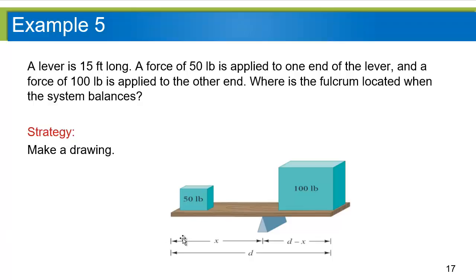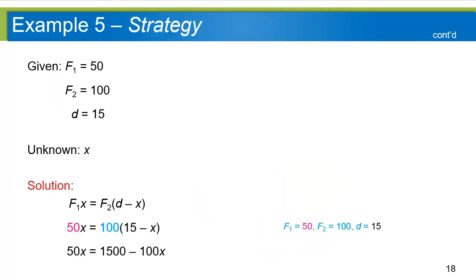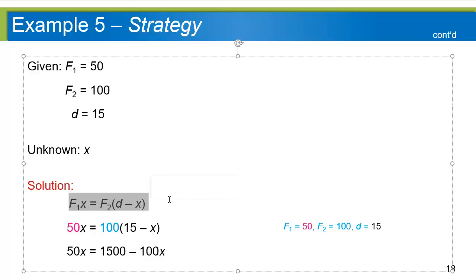So we don't know this distance x, and therefore we don't know d minus x. But we have all the other bits and pieces, so all we have to do is plug in what we know. We're given the two forces, we're given the total distance, and we have this lovely little equation we know of the one force times its distance equals the other force times its distance. Plug in everything you know. Small force times x, larger force times 15 minus x.